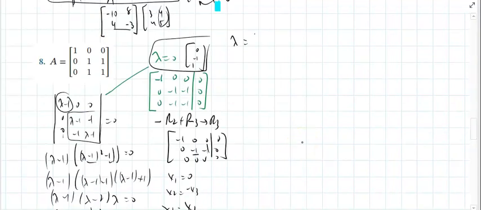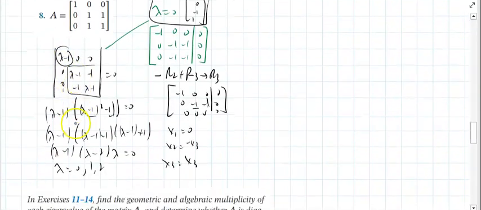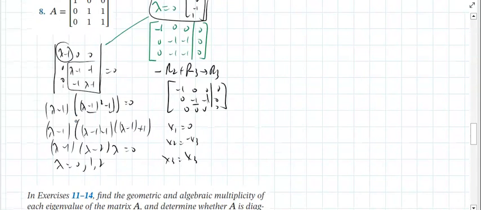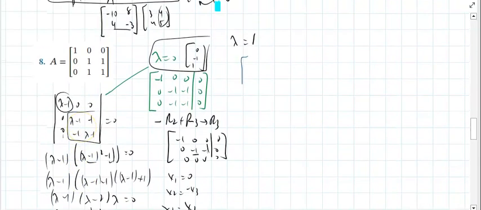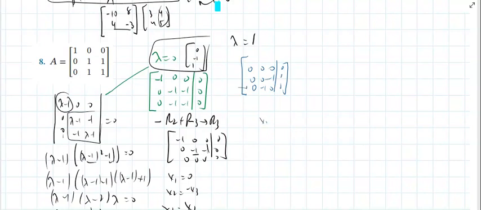For lambda equal 1, put that in that matrix, and I'll get 0, 0, 0, 0, 0, negative 1, 0, negative 1, 0. What does that mean? Well, if I put them in order, no matter how I put them, that's x2, x3. x2 is 0, x3 is 0, x1 is free. So that gives me the vector 1, 0, 0.